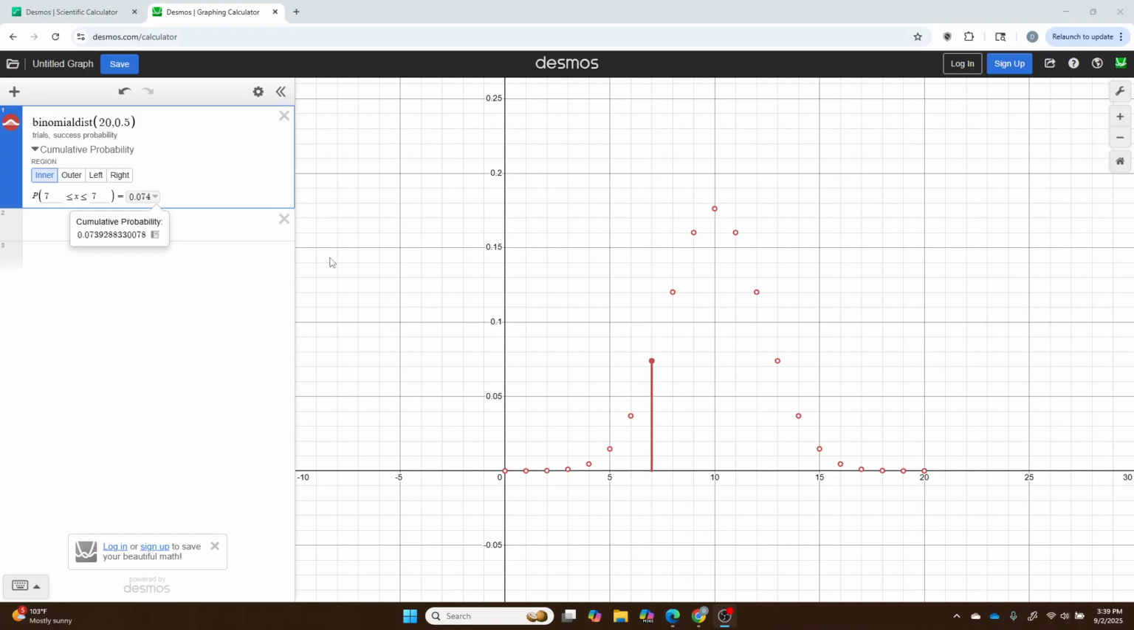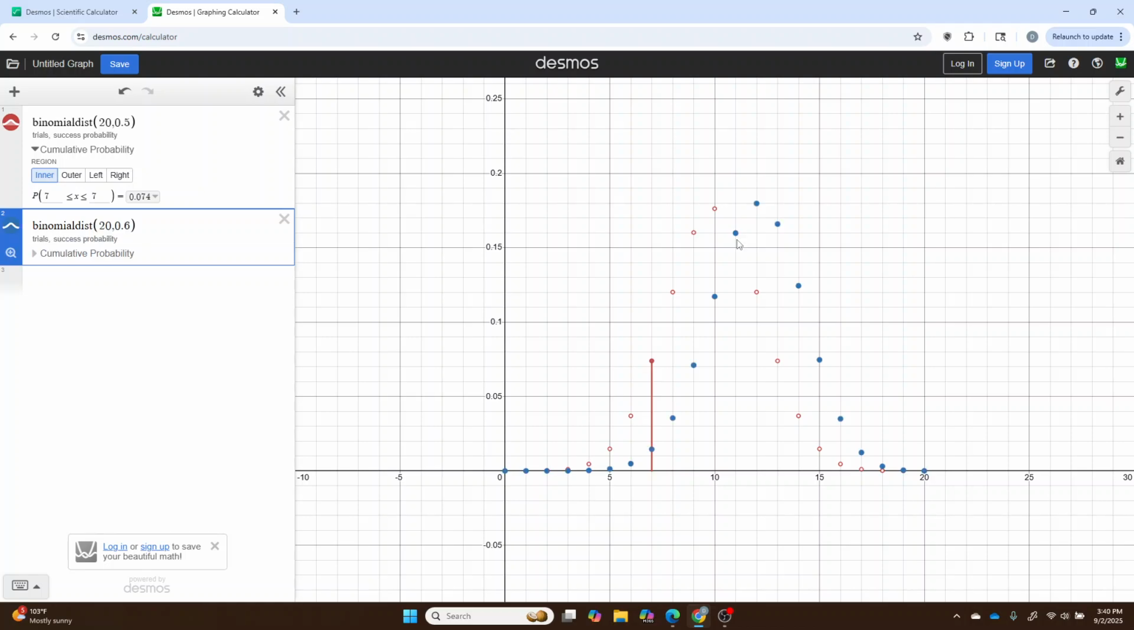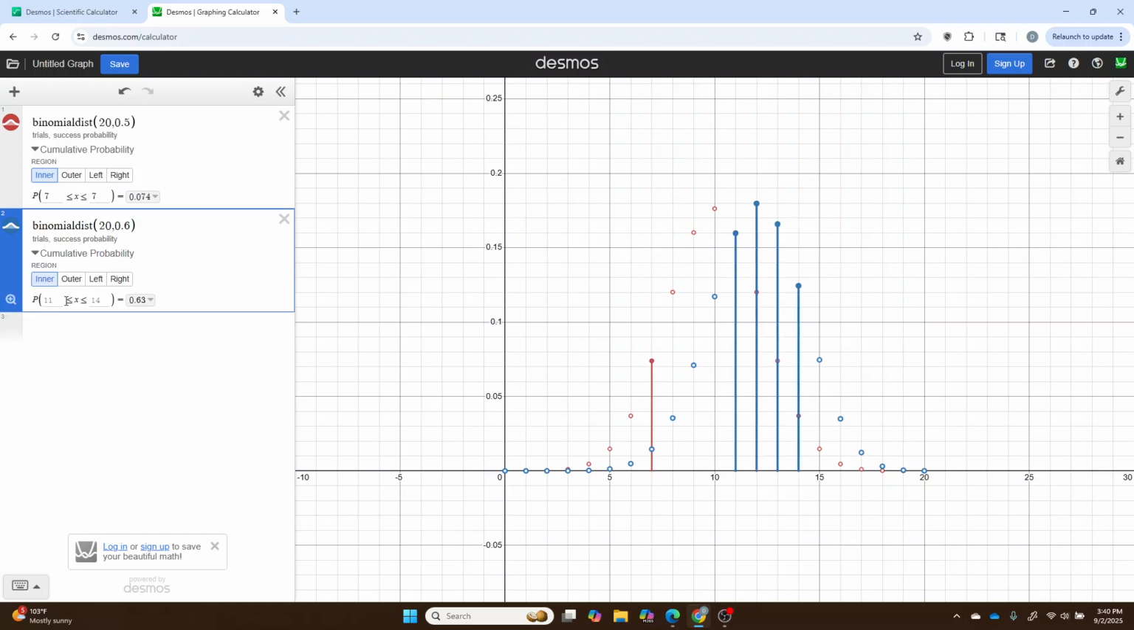So we'll do the same thing. Binomial dist. 20, 0.6. So it's plotting that one in blue. So you can see that, yeah, okay, so there's some slight differences here. And we want probability x is 7. So again, I'm going to put 7 in both locations. Okay, so it's highlighting that here.